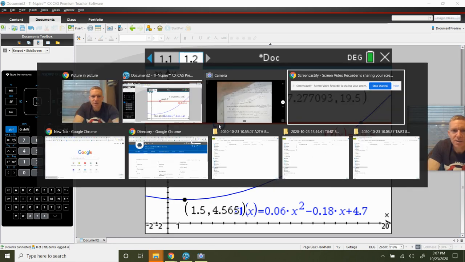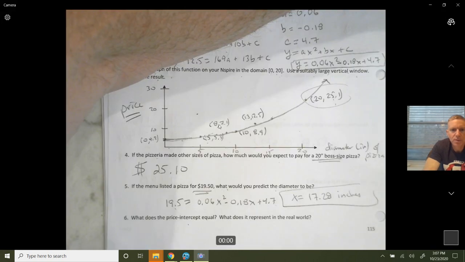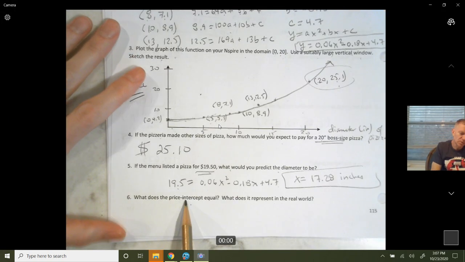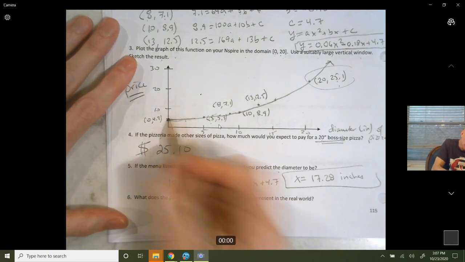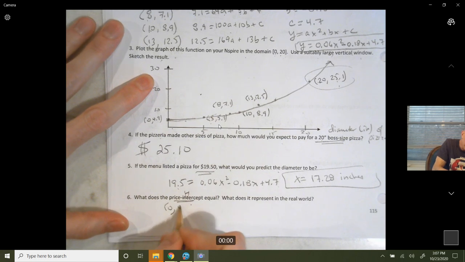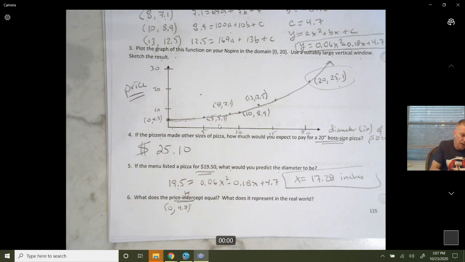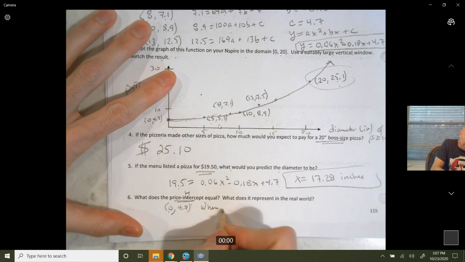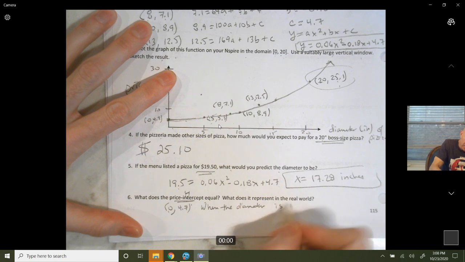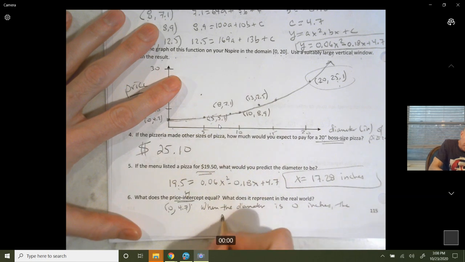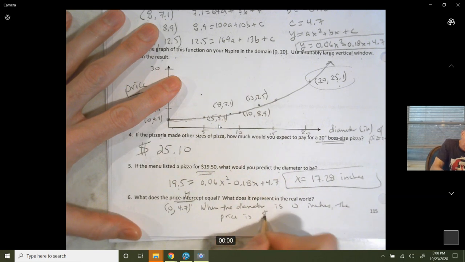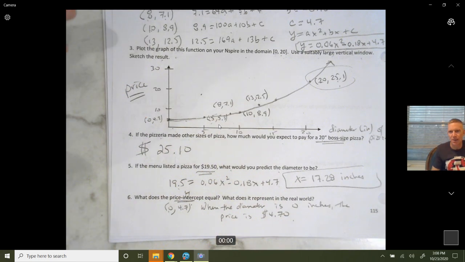Okay, but they do ask us, what does the price intercept equal? So the price intercept, the price is your y. So we really want the y-intercept. And here's our y-intercept. The y-intercept is (0, 4.7). And what does that mean in the context of our problem? Well, x is the diameter of the pizza. So it means when the diameter is 0 inches, basically there's no pizza at all, the price is $4.70.